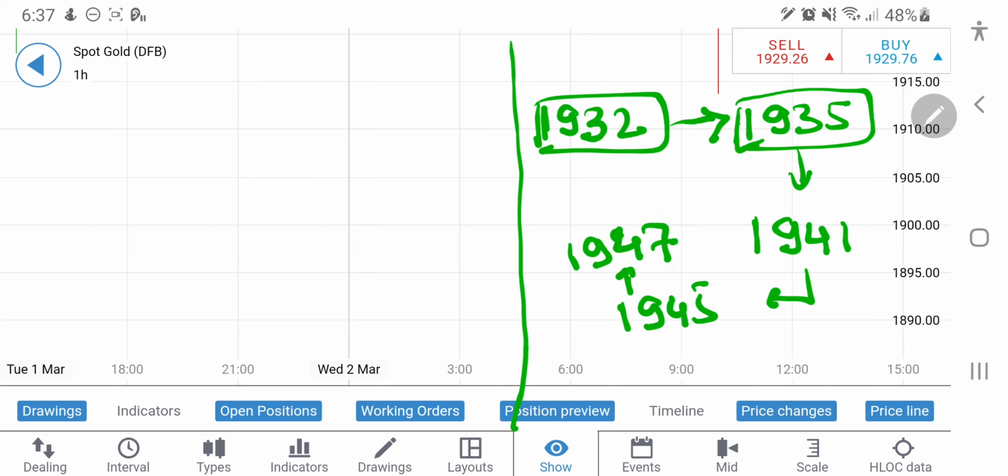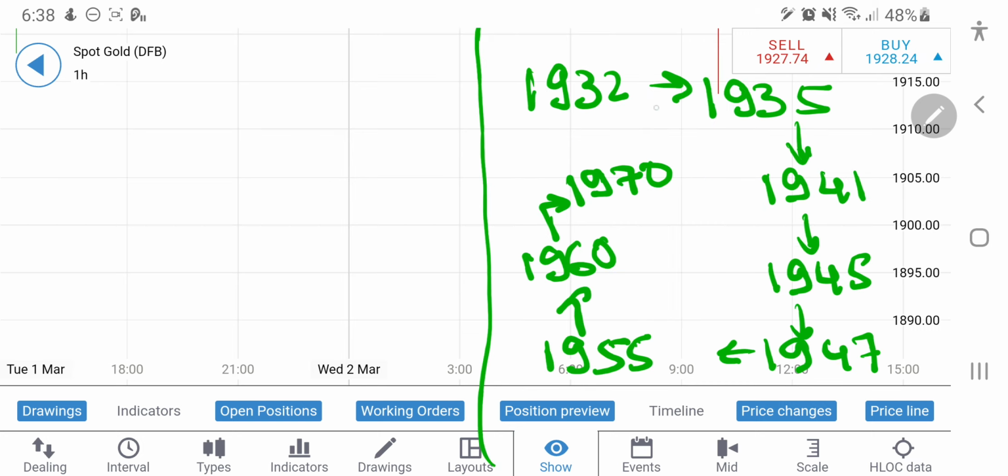At every level you can book your profits and try to re-enter, or if you see it going in your direction, shift the stop loss at every milestone. Beyond 1947, the next target is 1955, 1960. As I said, beyond 1932 you can expect 1935, 41, 45, 47. After 47, it will take a sharp rise, which might take it towards 1955, 1960 and 1970 levels also. These levels are possible if it continues to rise in this direction. Possibly we may see 1960 and 1970, somewhere in between.